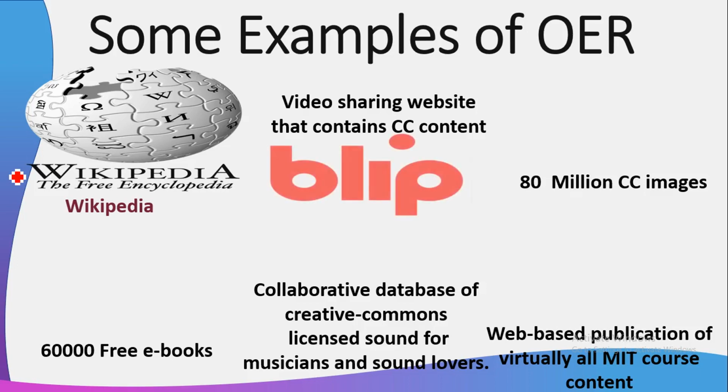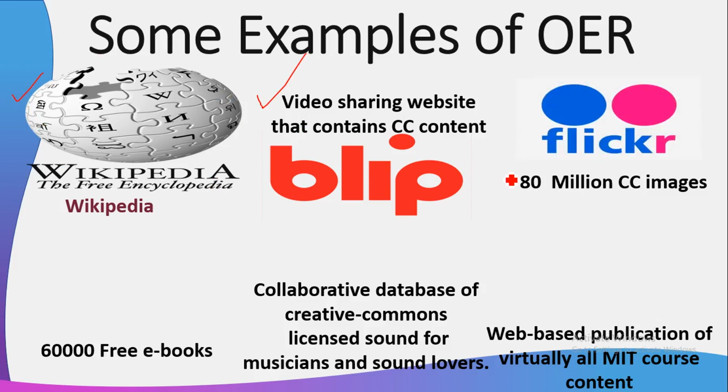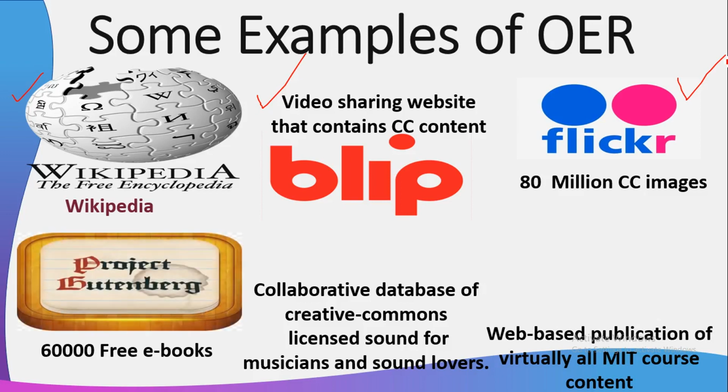Then if you want a video sharing website which contains CC content, we will learn about CC after this. CC is something you can use. You can use those video sharing websites with the help of Blip. So for content it is Wikipedia, for video sharing websites it is Blip. If you want to use images free of copyright issues, use Flickr. They have more than 80 million CC images, that is Creative Commons images, and you can use them. Then for free ebooks you can use Project Gutenberg. They have more than 60,000 books. For a collaborative database of Creative Commons licensed sounds, you can use Freesound.